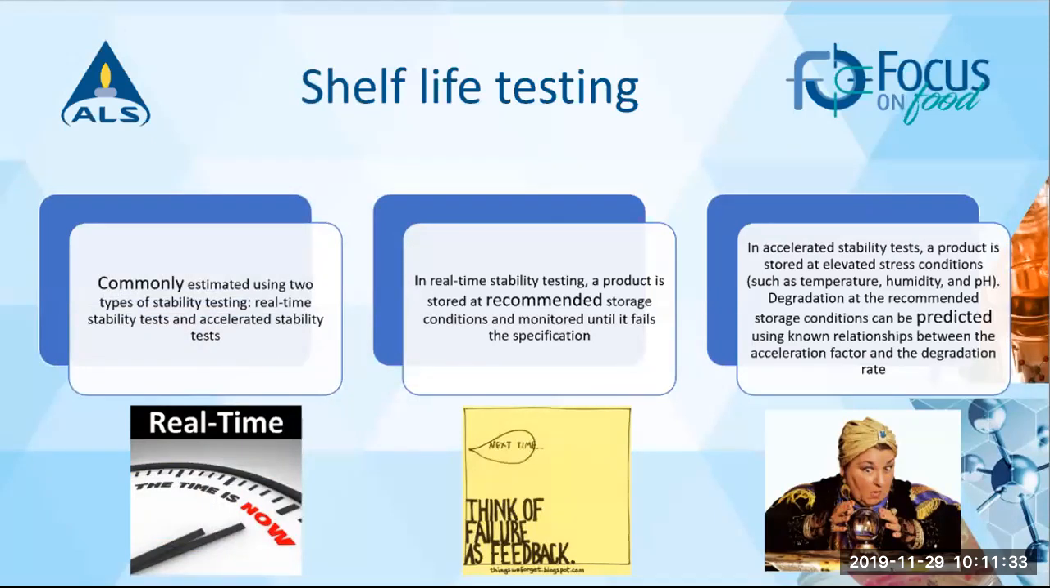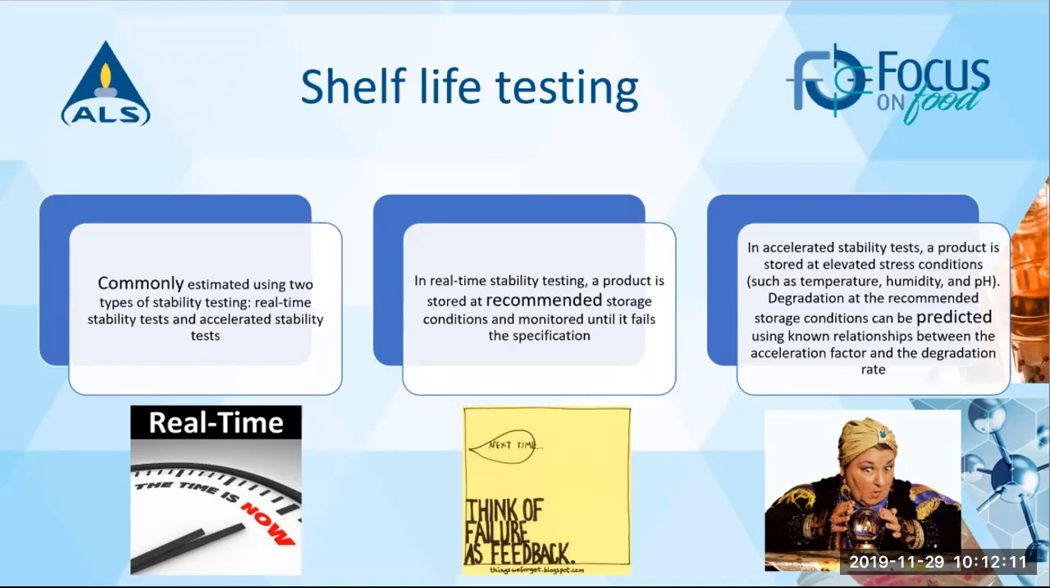So once you know which of your product's characteristics are likely to fail first, you're ready to put together a testing program to determine how soon after production the product is likely to fail. Testing usually falls into one of two possibilities. We use real-time and what's known as accelerated testing. So real-time, as the name implies, is where products are held at the recommended storage conditions for the expected shelf life and tested regularly to determine at which stage it fails.